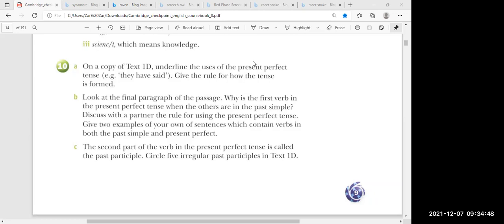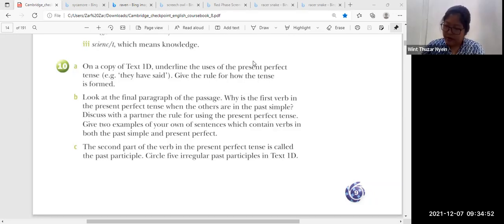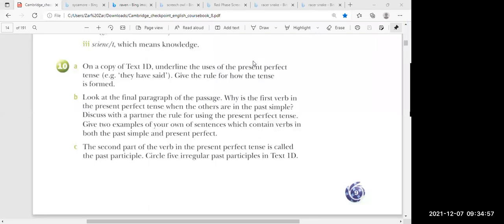Teacher, can you tell me which textbook is this? Oh yes, it is Cambridge Book 8, Chapter 1. Chapter 1 Book 8. Thank you, teacher. Yes, page number 9.